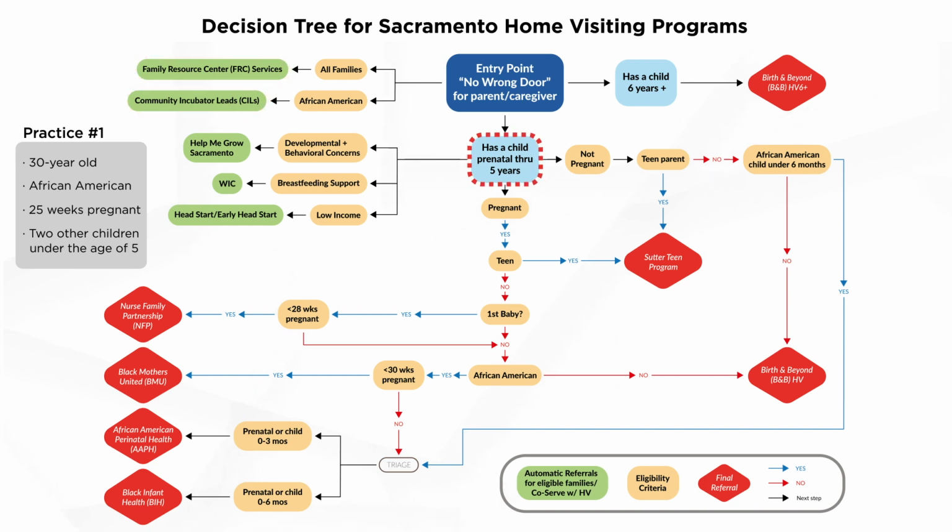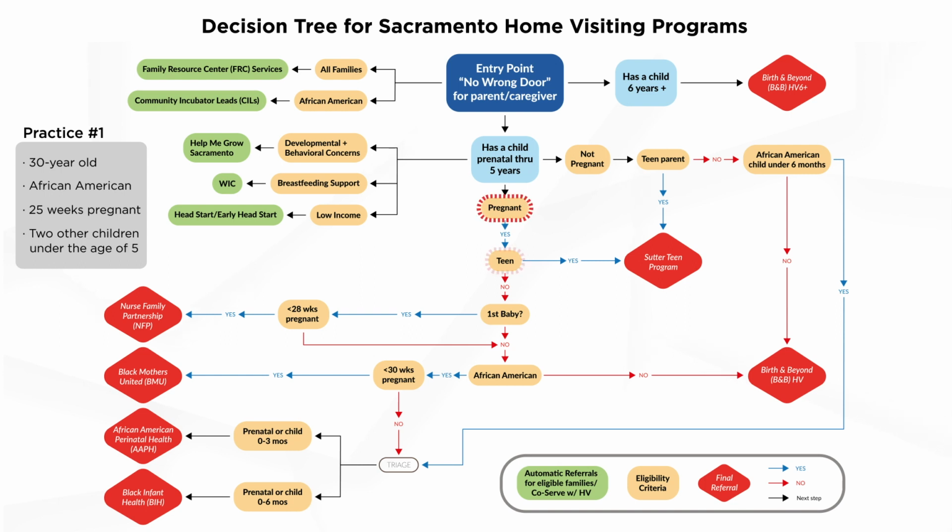Since she has 2 young children at home, in addition to being pregnant, there are additional resources available to her. She can be referred to Help Me Grow for screenings if she has concerns about her children's development or behavior. She can also be referred to Head Start or Early Head Start if she meets the low income requirement. In addition to these automatic referrals, she is eligible for a home visiting program. Let's figure out which one best meets her needs.